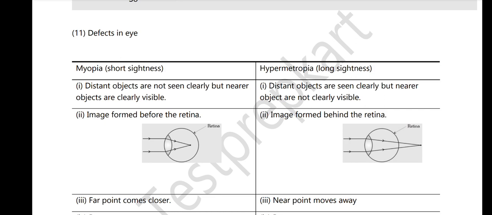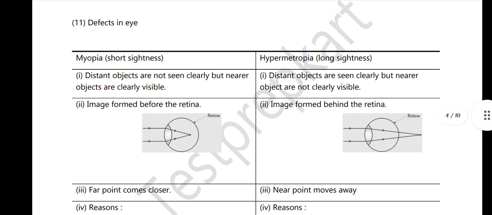Now we have seen what the things in the eye are: nerves, retina, and other parts. Now we can see the defects in the eye: myopia and hypermetropia.